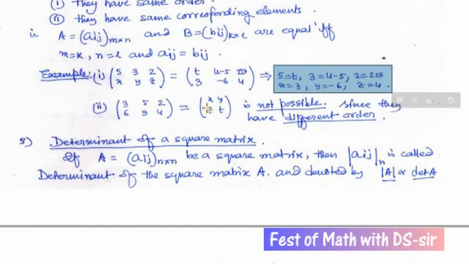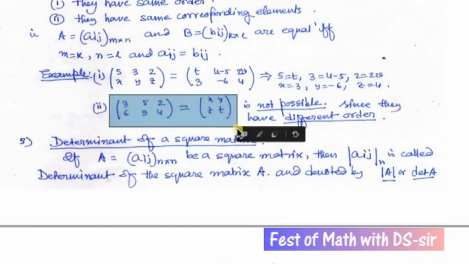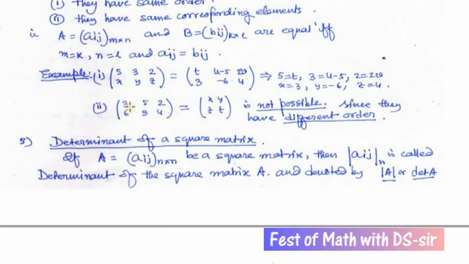For example, second, see, these two matrices cannot be equal. So this is an impossible relation. Why? Because the orders of these two matrices mismatch. This has order 2 by 3 and this has 2 by 2. So this equality is not possible since they have different orders.